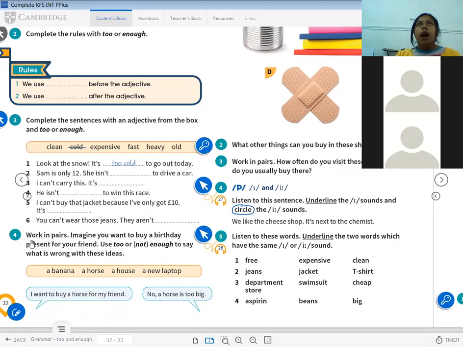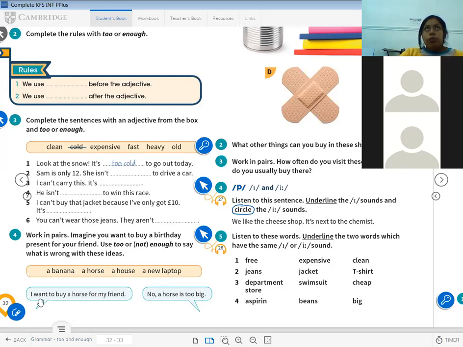Okay, now we are going to work and we are going to imagine that we want to buy a birthday present for our friend. We have to use too or not enough to say what is wrong with these ideas. For example, a banana, a horse, a house, a new laptop. We have to comment on these ideas.